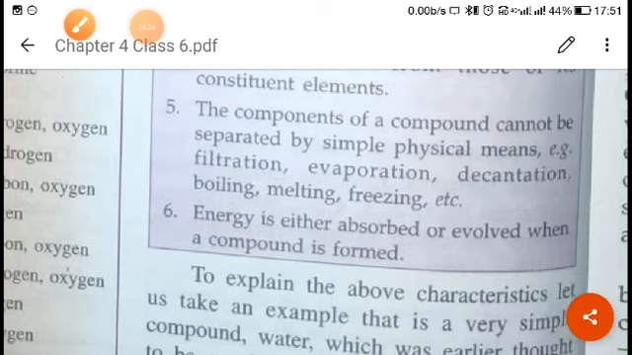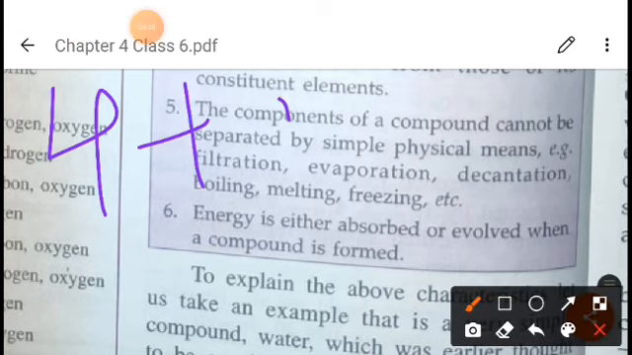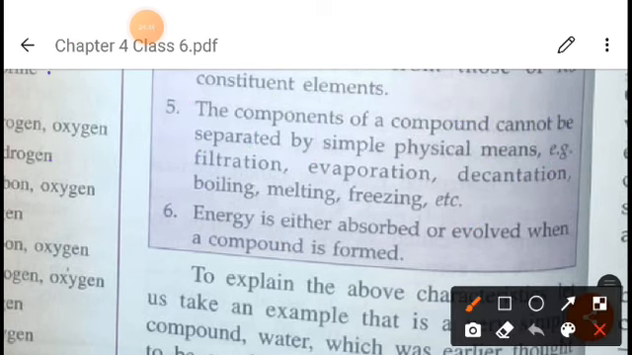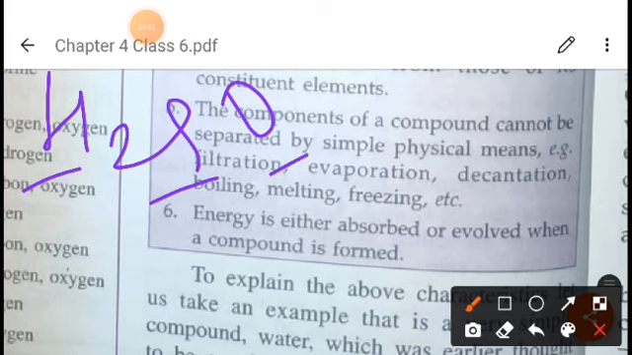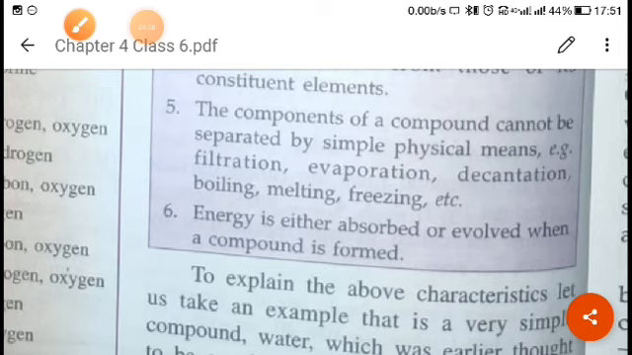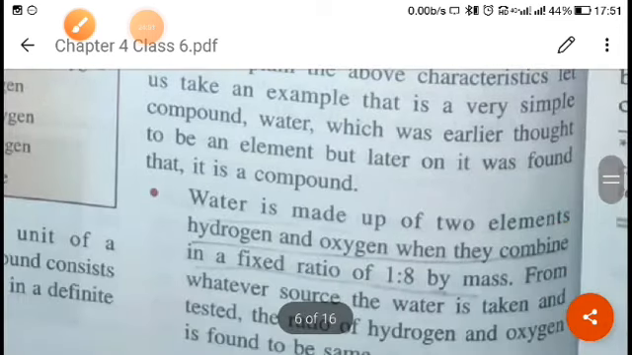Again one more example. Suppose hydrogen and chlorine are combining together to form HCl, right? At that time either the energy will be evolved after the formation of HCl, or energy will be absorbed. One more example, suppose H2SO4 forms from hydrogen, sulfur and oxygen. At that time either the energy will be released or energy will be absorbed. I hope you have understood this now.